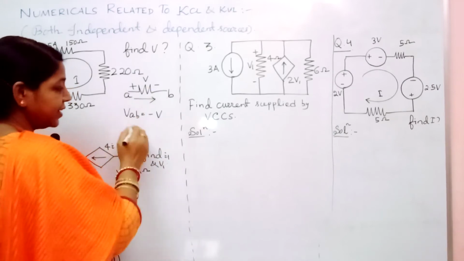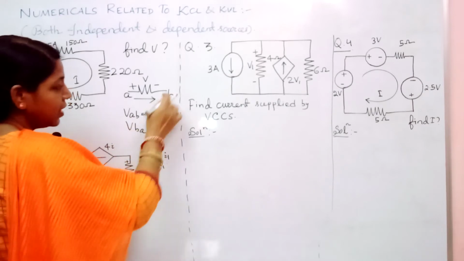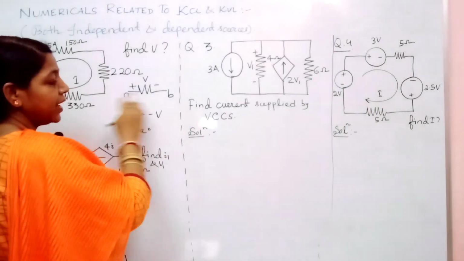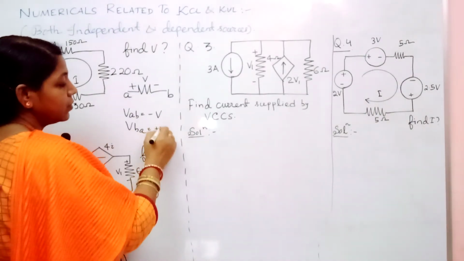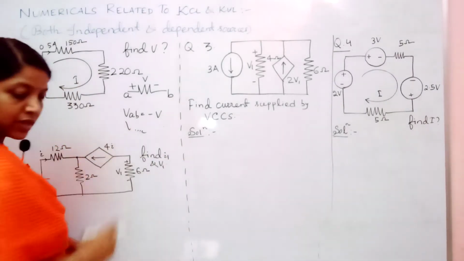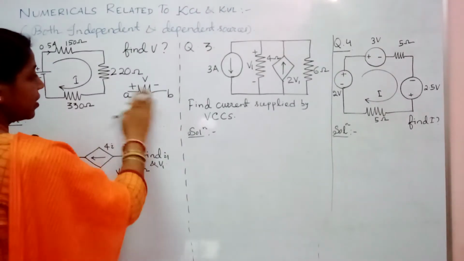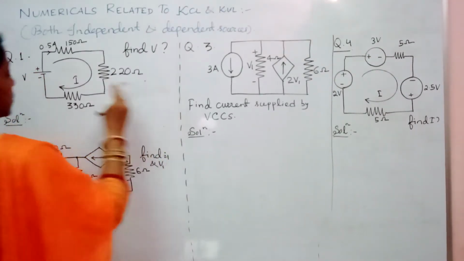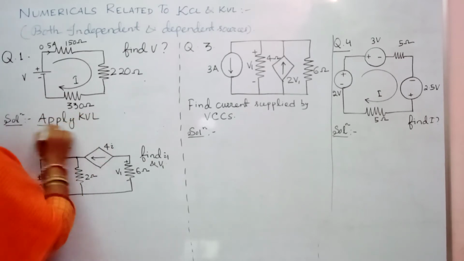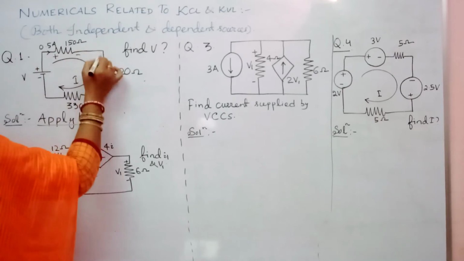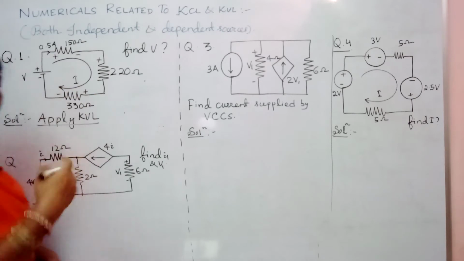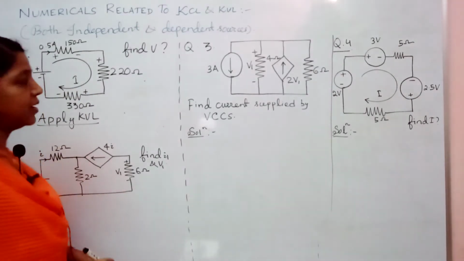The same, if I write VBA, it is going from negative towards positive, then it will be positive. Is this concept clear? Now let us similarly proceed for this circuit. So apply KVL, Kirchhoff's voltage law. So mark it as positive, negative, positive, negative, positive, negative, because current is entering, leaving. So when it is entering, it is considered as positive, leaving is negative.